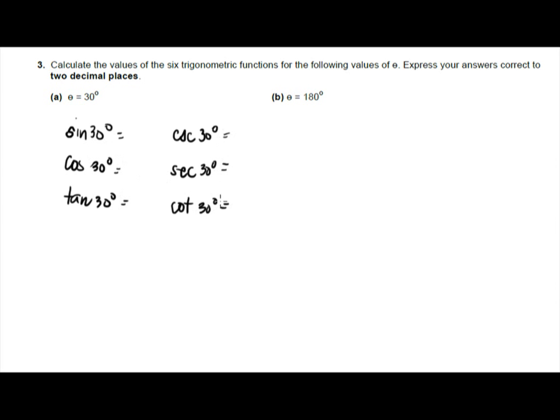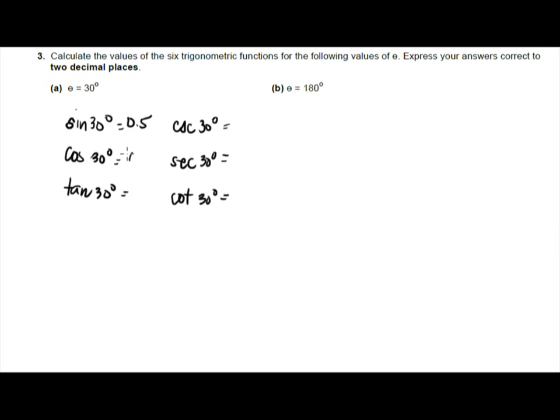So we will be solving each value, but we know from special triangles that sine 30 is equal to 1/2, so this is 0.5. Cosine 30 is square root of 3 over 2, so that's cosine 30 in decimal form, that's 0.87. And then tangent 30 is equal to square root of 3 over 3, which is 0.58.